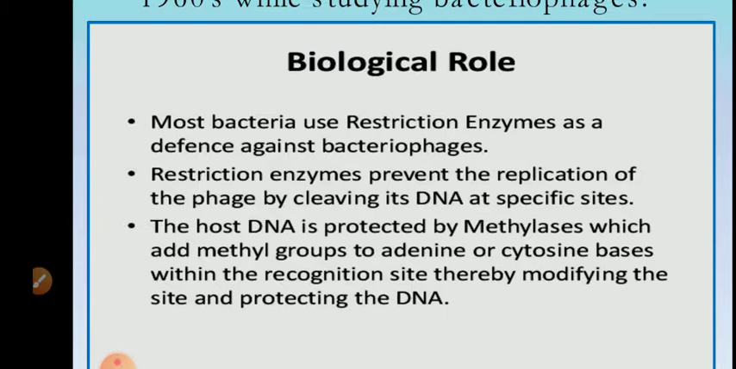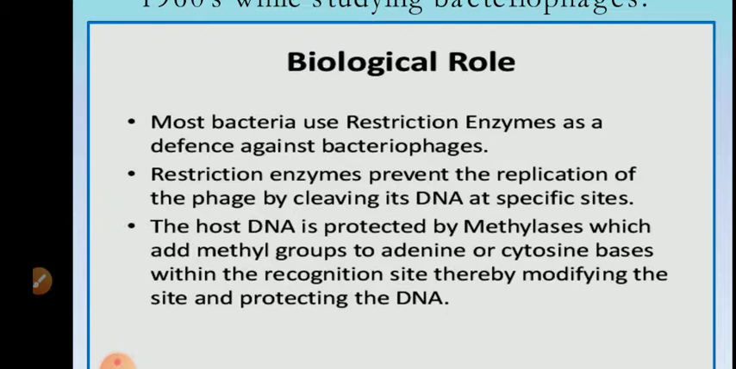What do these enzymes do? These restriction enzymes prevent the replication of bacteriophage DNA by cleaving the DNA at specific sites. So restriction enzymes protect their host from bacteriophages by breaking down the phage DNA at specific sites. Then the question arose: why do these enzymes not break their host DNA? They break the DNA of only phages and destroy them.